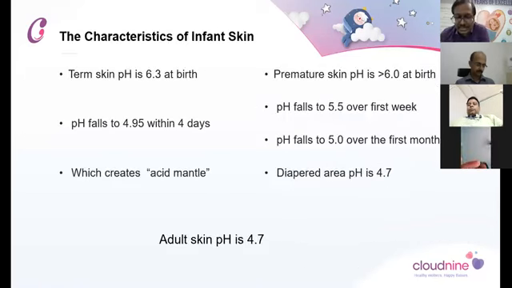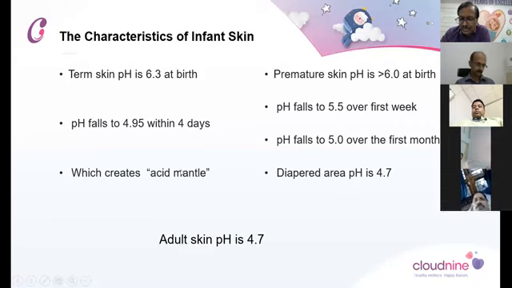Let's see the pH. Term baby's pH is around 6.3 at birth. It falls down to 4.95 within 4 days. That helps in formation of acid mantle, which is very important in the barrier function. Coming to preterm skin, it is more than 6 at birth, which falls to 5.5 over first week. Almost it takes 1 month time to reach around 5. In the diapered area, it is usually around 4.7. The adult skin pH is around 4.7.